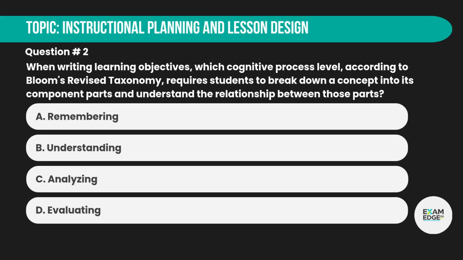statement. Question number 2. When writing learning objectives, which cognitive process level, according to Bloom's revised taxonomy, requires students to break down a concept into its component parts and understand the relationship between those parts? A. Remembering. B. Understanding. C. Analyzing. D. Evaluating.